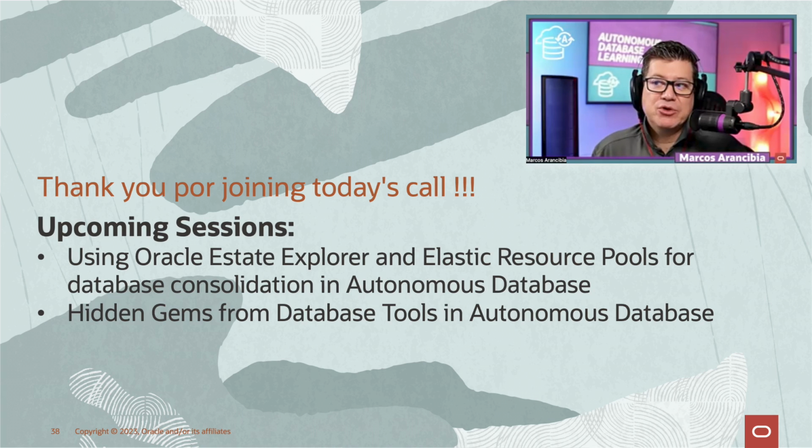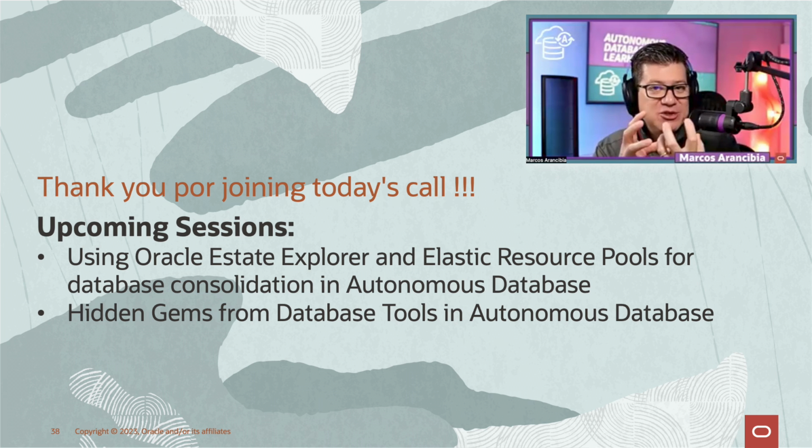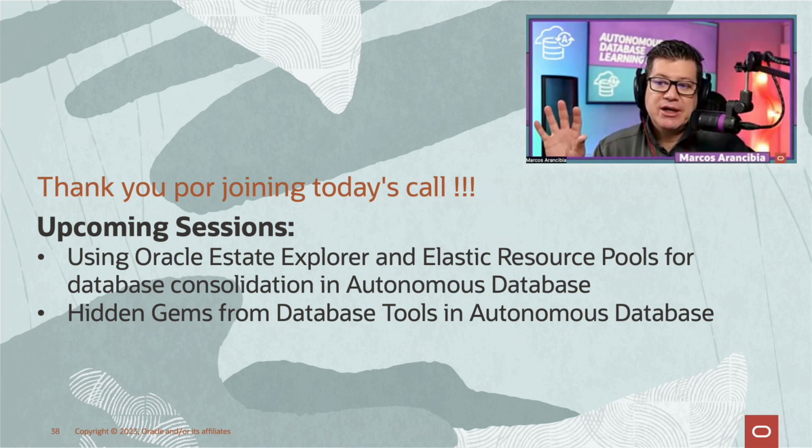All right. So upcoming sessions, we are going to work on using Oracle Estate Explorer and Elastic Resource Pools together, right? So for database consolidation use cases and things like that. So you guys can see a great example of analyzing your current estate of databases, of on-premise databases, and then evaluating which are the best ones to carry to Elastic Resource Pools and things like that, right? And we're going to have also Jeff Smith do the hidden gems for database tools in Autonomous Database as well.